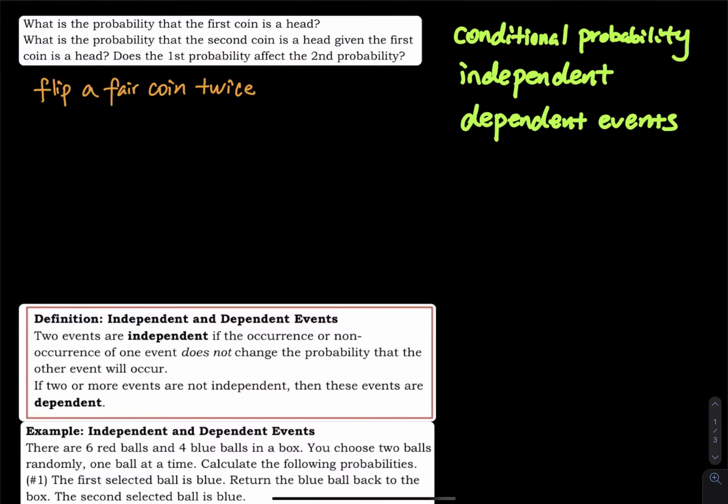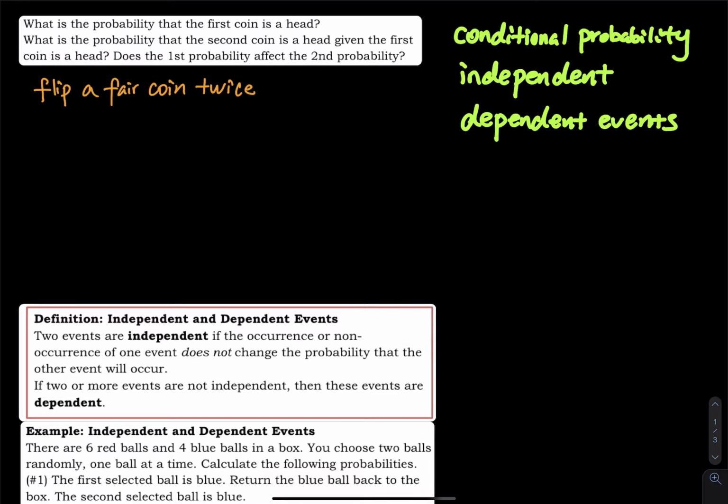In this video, I would like to discuss the basic concept of conditional probability, independent and dependent events. So the first simple example: I would like to flip a fair coin twice. So what is a fair coin? A fair coin means the coin is not manipulated. So the probability of getting a head is 1/2. The probability of getting a tail is 1/2.